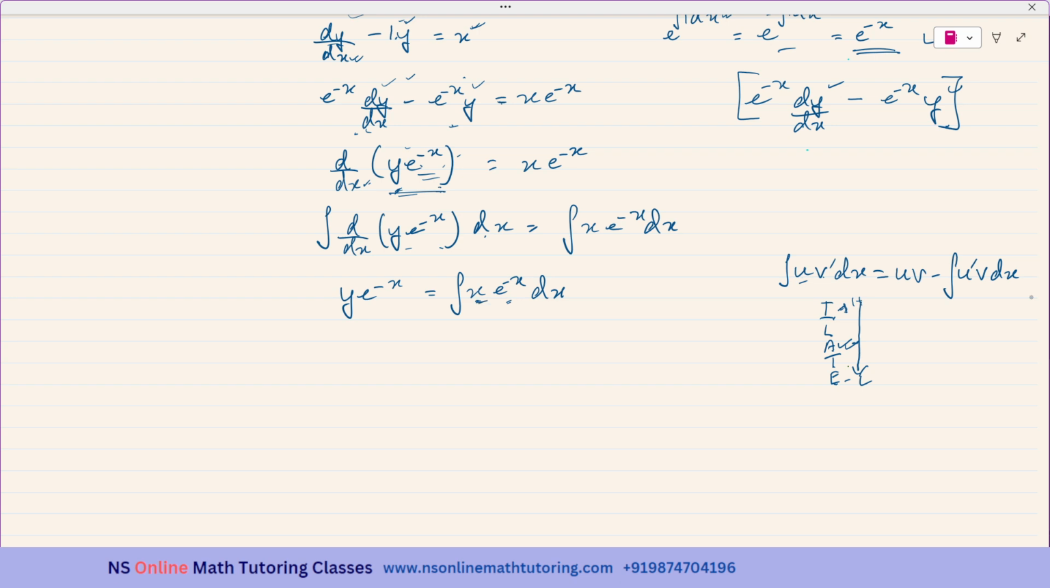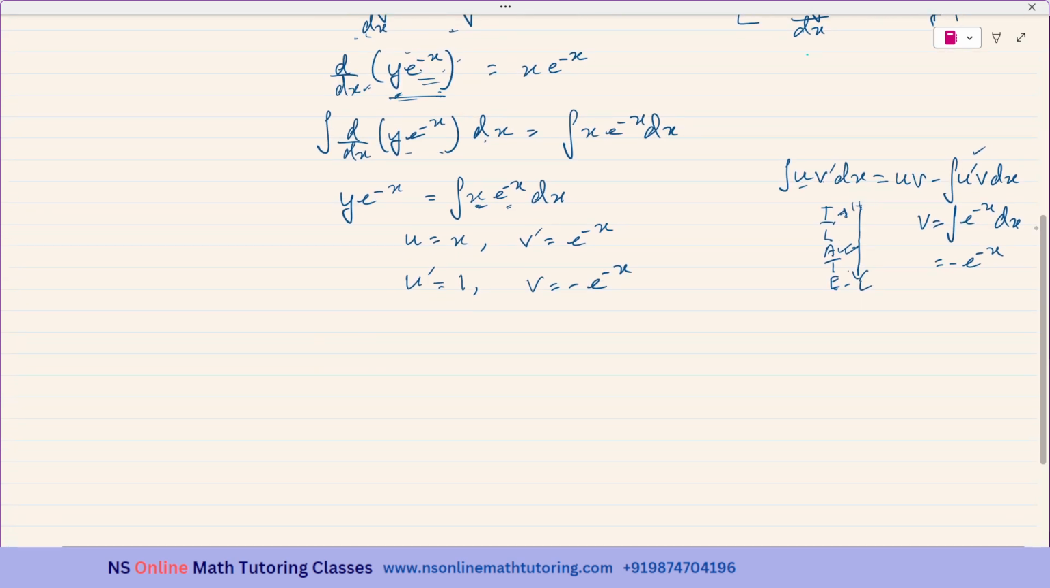Okay, so u is equal to x and v dash is equal to e to the power of negative x. U is equal to x, so I need u dash. So u dash means it is the derivative of u with respect to x. So u dash is equal to 1. And v dash is equal to e to the power of negative x. So v will be equal to the integral of e to the power of negative x with respect to x, which is equal to negative e to the power of negative x. Okay. So v is equal to negative e to the power of negative x.